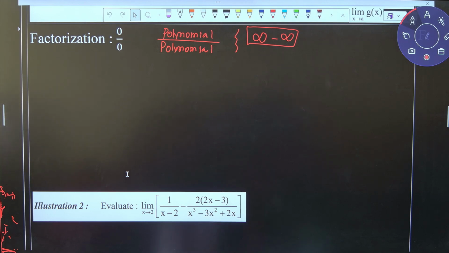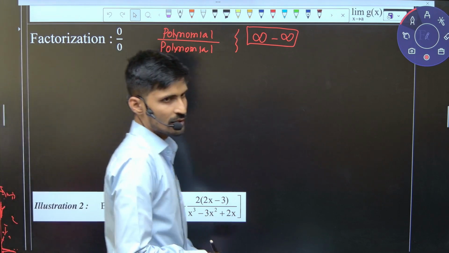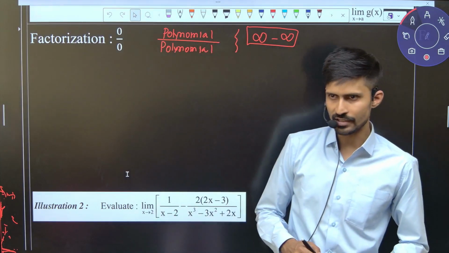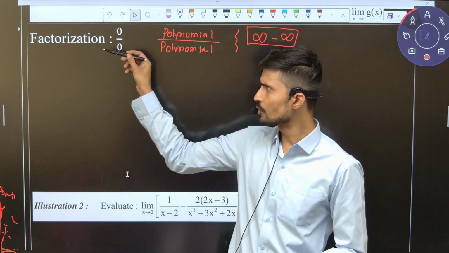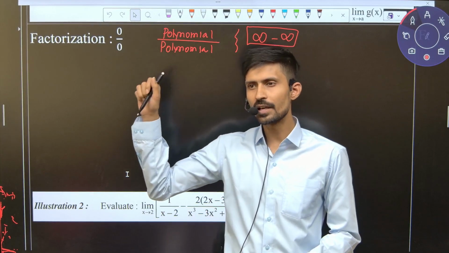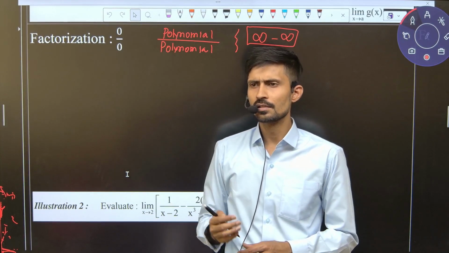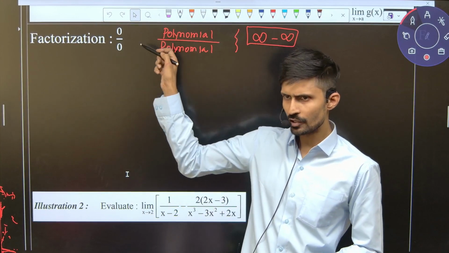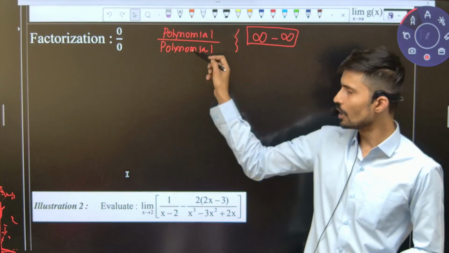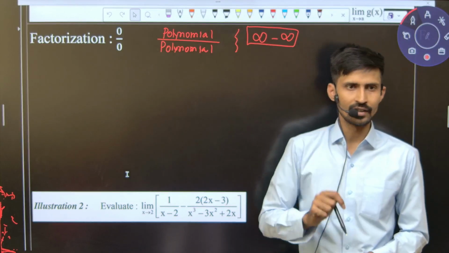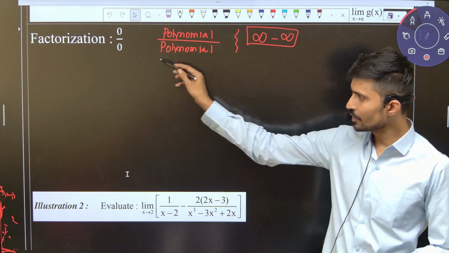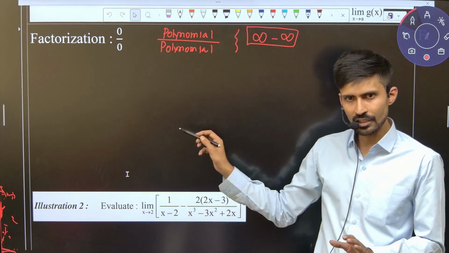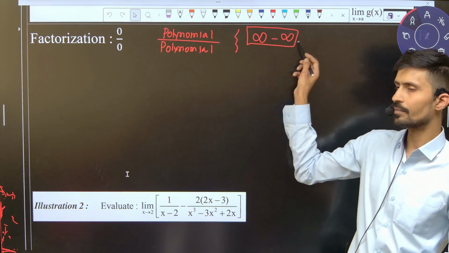Okay, so we are going to start our question solving techniques. The first technique is factorization, and in factorization also we are learning how to solve 0 by 0. And in this 0 by 0 also, we are learning, if polynomial upon polynomial is given, how we'll find the value. Now, whatever technique I'm going to teach you here, the same technique will be applied for finding infinity minus infinity.